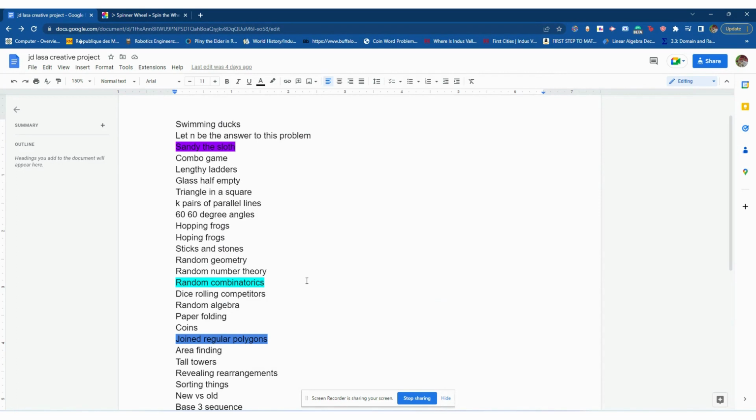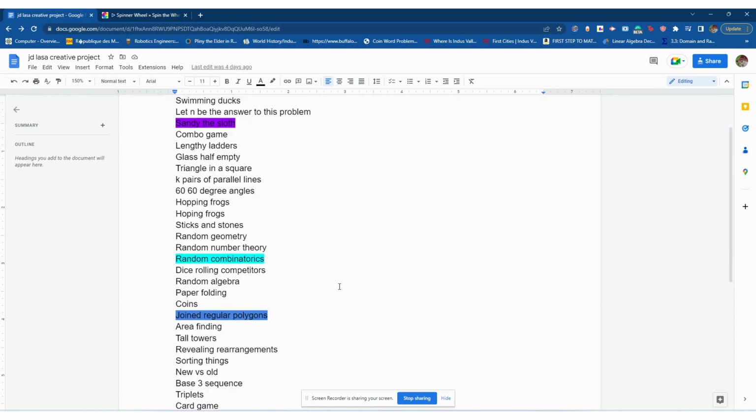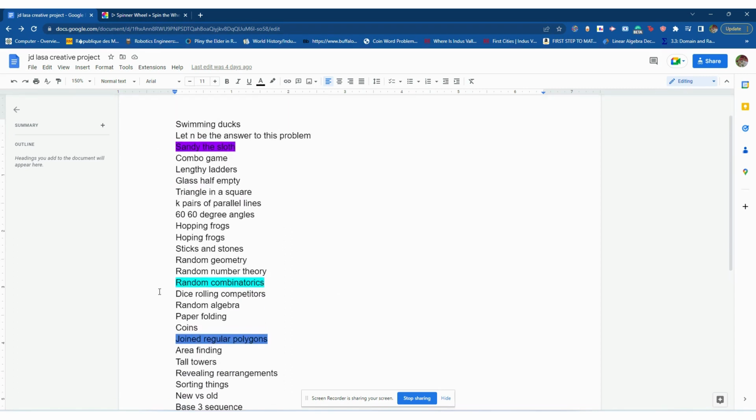My idea is to write 3 math problems ranging from early AMC 10 to mid AMC 10 level in difficulty. Each of them will have a different theme, and I spun a wheel to choose 3 themes. And the themes are Sandy the Sloth, random combinatorics, and join regular polygons. After I write the problems, I'll present a solution to the one I like the best and include a PDF with all the problems and their solutions.